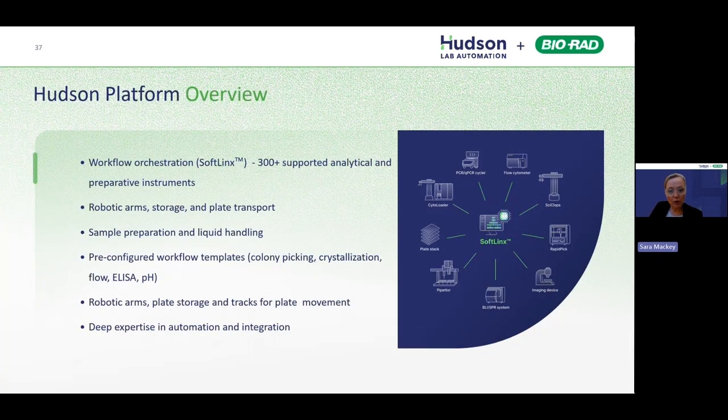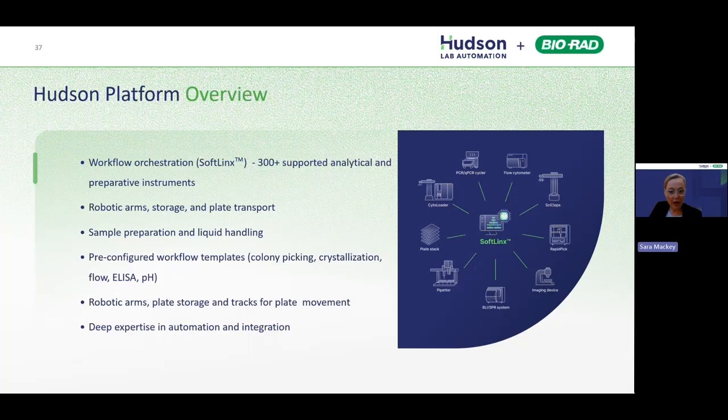At the platform level, Hudson combines three core elements. First, workflow orchestration through SoftLinks. This is the software layer that schedules, coordinates, and monitors every step in a workflow. It abstracts individual devices, so you're managing a scientific process end to end, not instrument to instrument handoffs. Second, robotics and plate movement infrastructure. This includes robotic arms, plate storage, tracks, and transport that moves plates reliably and repeatably between instruments.